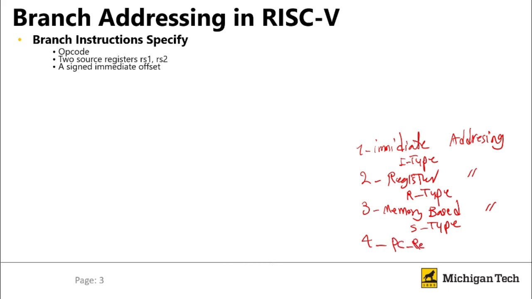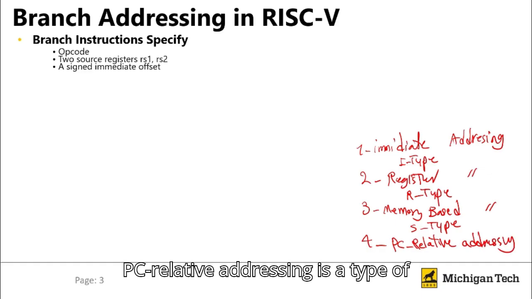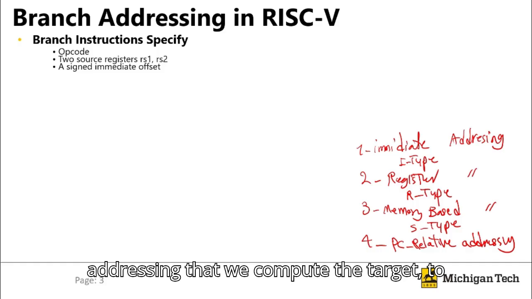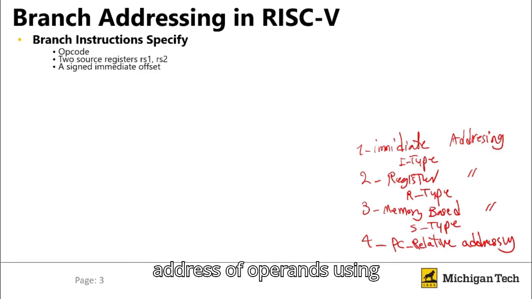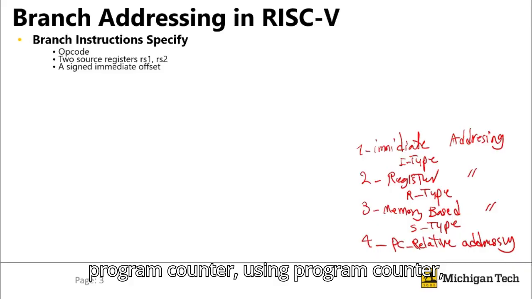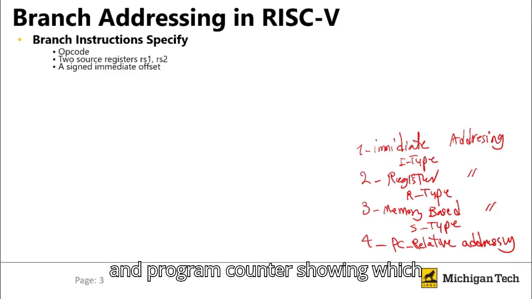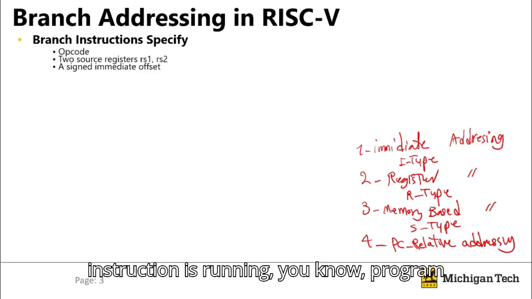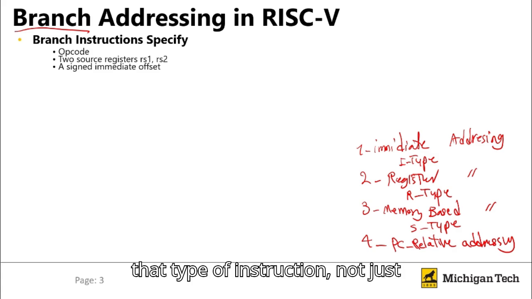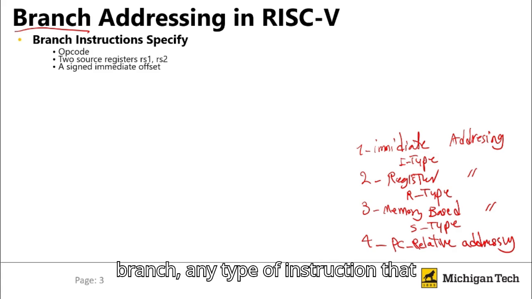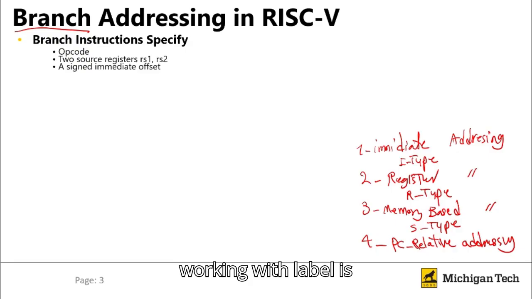addressing. PC relative addressing is a type of addressing where we compute the address of the target or address of operands using the program counter, and the program counter shows which instruction is running. So the branch is that type of instruction, not just branch. Any type of instruction that works with a label is actually PC relative.